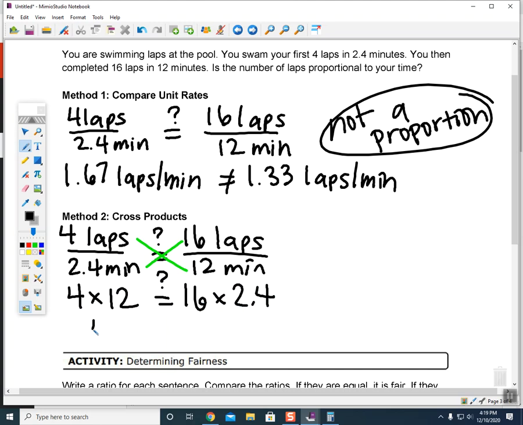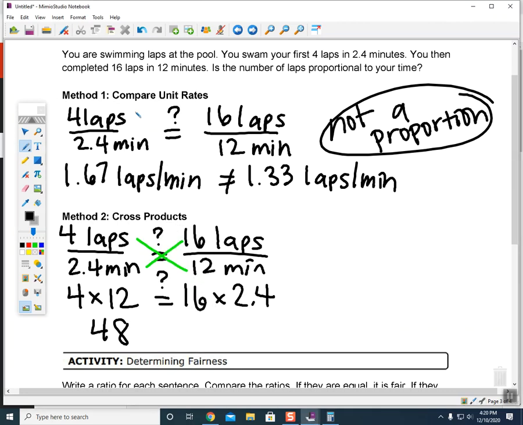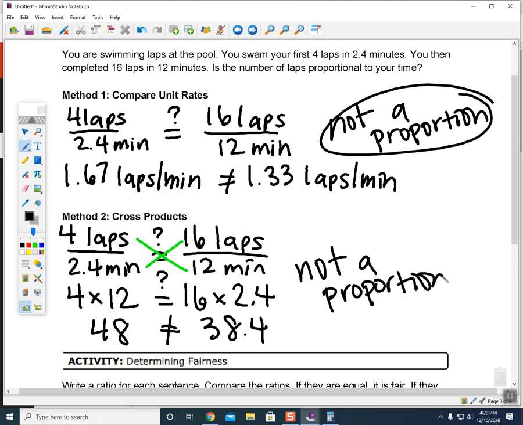Well, 4 times 12, I know that that's 48 already. 16 times 2.4, let's pull out our calculator, 16 times 2.4 is 38.4. Well, these two things are very obviously not equivalent, so it confirmed what we already found out, that this is not a proportion. Either method works well. There are some times that one method is going to be easier than another, or more useful than another, but either one will get you to the same spot.